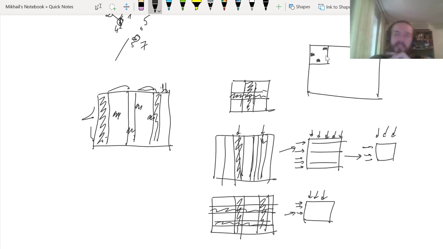I don't think it depends on the actual position of the rows and the actual position of the columns. Why? Because in our construction, it never matters. It only matters how many rows we have here and how many columns we have here, I think.